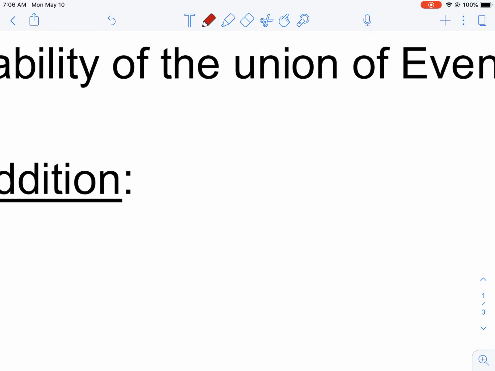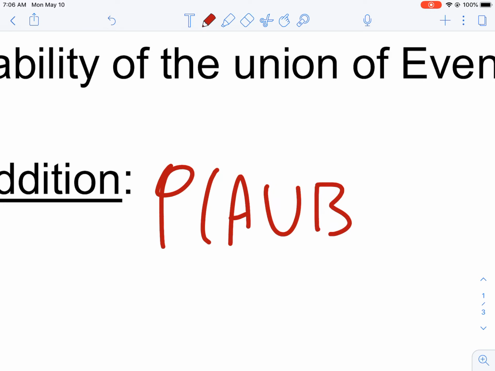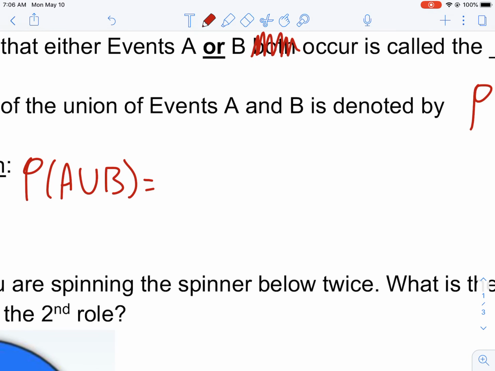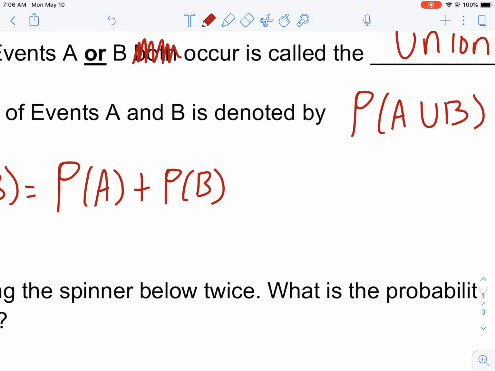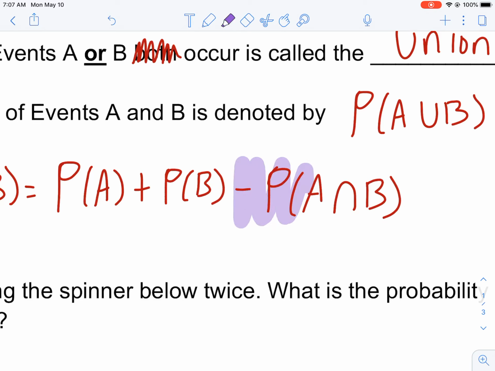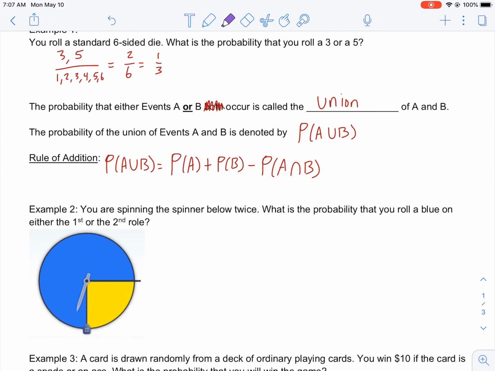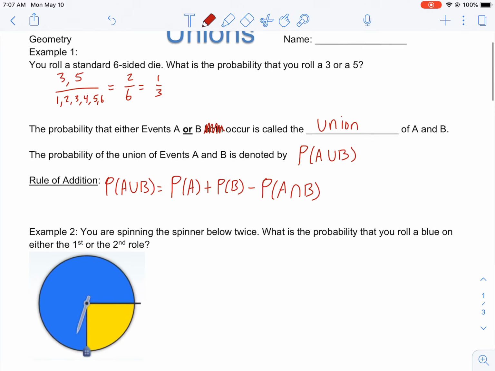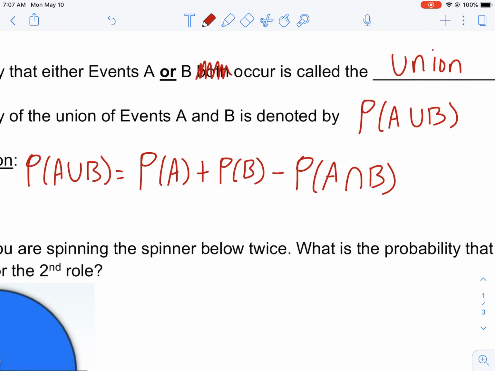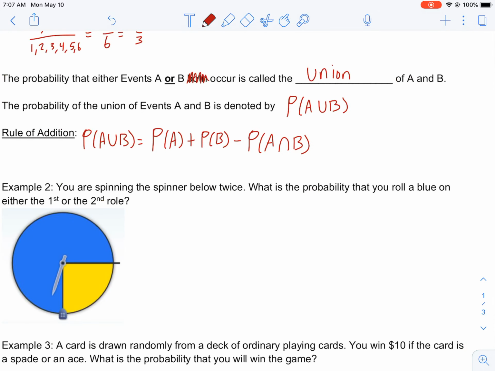So the union of A and B is equal to the probability of A plus the probability of B minus the probability of A and B. And this part at the end is what most people tend to forget, and we'll talk about why you need that. But basically for unions, you're going to add them together, but then you also have to subtract the probability that they both happen.